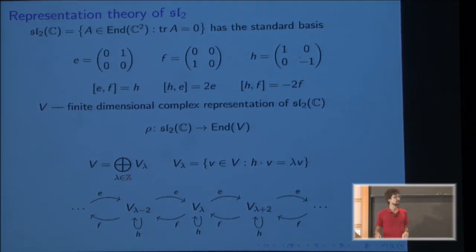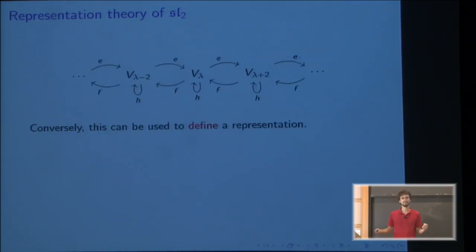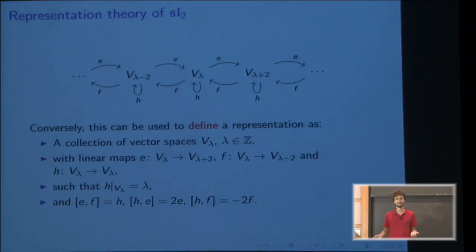What I want to do for today is the opposite. I want to take such a diagram and see it as a definition of a representation. So we can define an SL2 representation now as a bunch of vector spaces indexed by the integers, plus linear maps between them called E, F, and H, where E always goes from V lambda to V lambda plus 2, F decreases lambda by 2, and H is an endomorphism. And then there are some relations that should hold. H should be on V lambda multiplication by lambda, and E, F, and H should satisfy the same relations as on the previous slide.